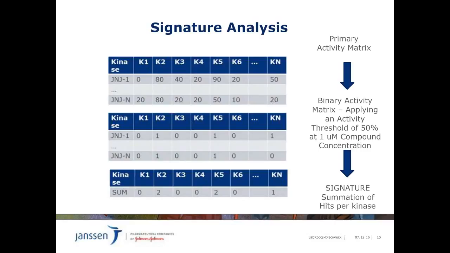In the signature analysis outlined here, the primary data matrix is binarized according to an activity threshold, 0 meaning inactive, below the threshold, 1 meaning active, above the threshold. In the next step, the number of active compounds is counted for each kinase. The kinases with the highest number of hits are suggested as hits in the assignment of the kinase for the phenotypic screen.